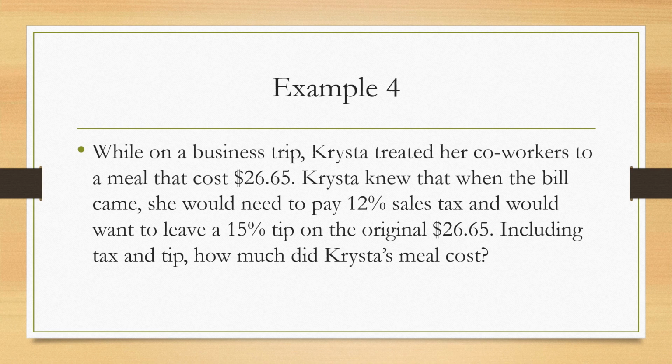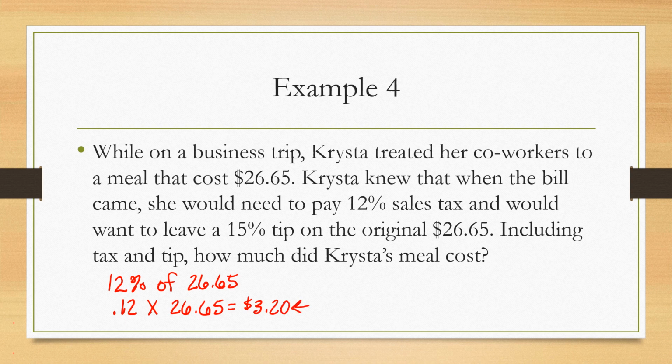So we need to first calculate our sales tax, which is 12% of the original amount, which was $26.65. So 0.12 multiplied by $26.65 gives us $3.20. Okay, ask yourself, what is that $3.20 representing? So 12% was representing our tax.